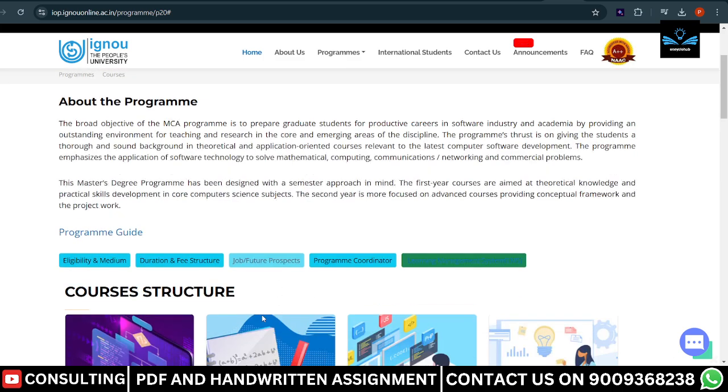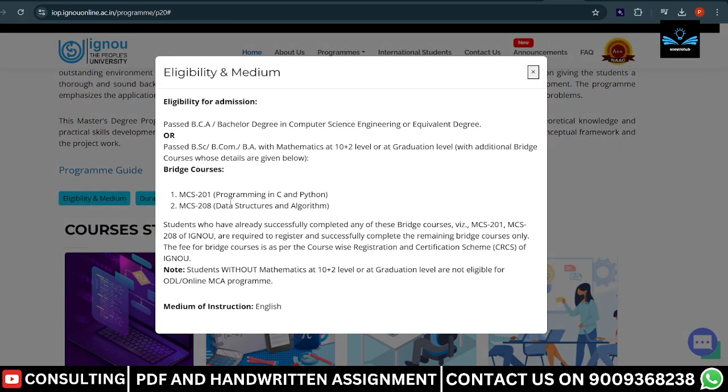Now we are discussing eligibility. If you have a BCA bachelor degree in computer science, or you have a BSc, BCom or BA with mathematics plus 10 plus 2, so 10 plus 2 should have mathematics. If you have mathematics at the 10 plus 2 level, you are able to do this course. If you have no mathematics in the 10 plus 2, it means that you are not eligible.